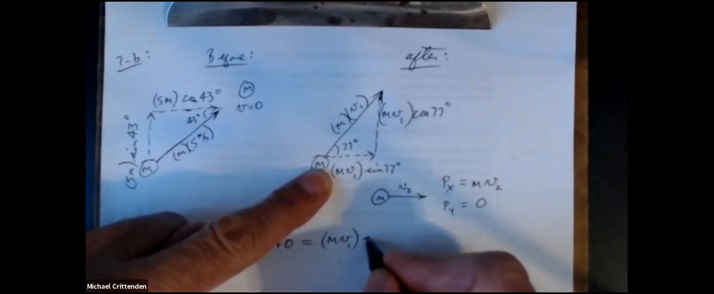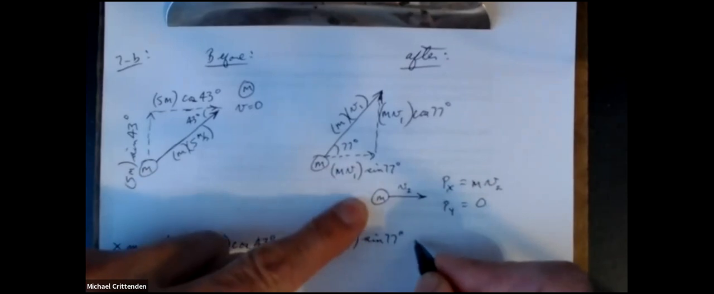Other side of the equal sign is after. Every place there's a horizontal arrow in this picture, that's one of the terms to the right of the equals. Well, we've got m times v1 times the sine of 77 degrees, plus, there's another horizontal arrow, m v2.